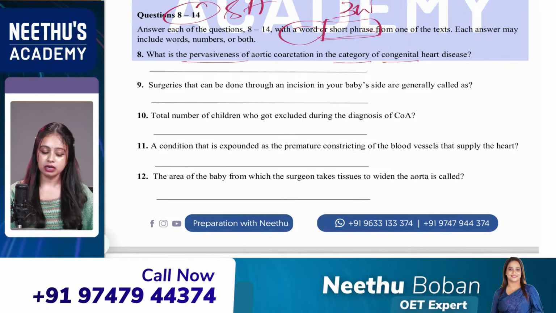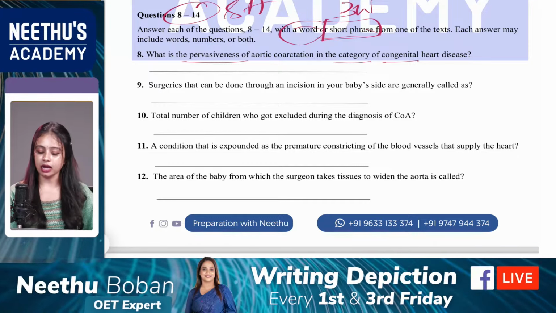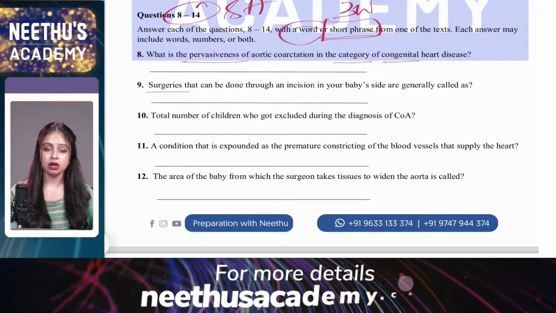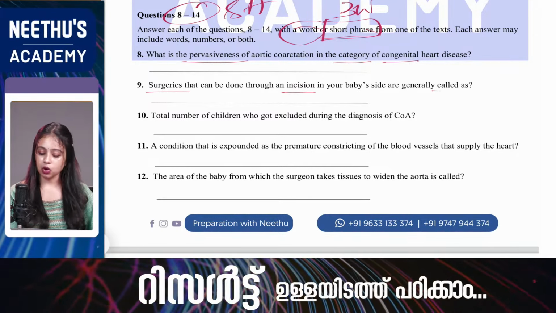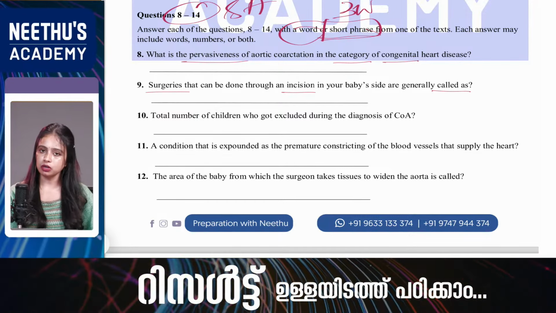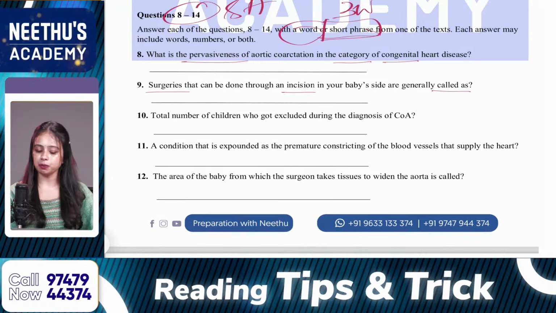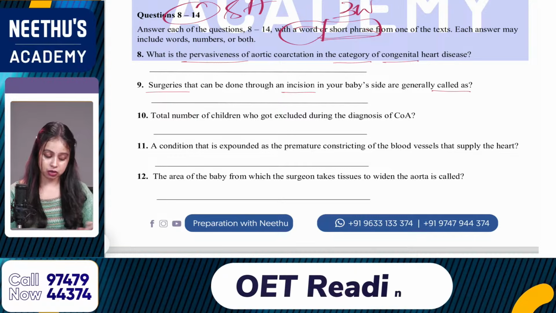Then the ninth one: surgeries that can be done through an incision in your baby's side are generally called as dash. So my keywords: surgery, then incision, cut. So what is it called? Okay, so where is it mentioned? Oh, a lot of answers.